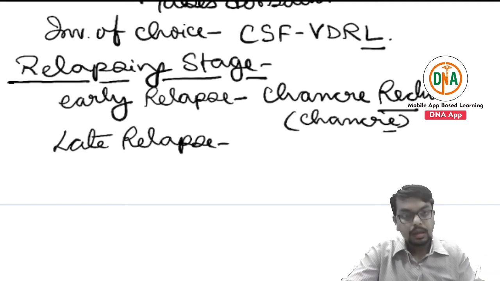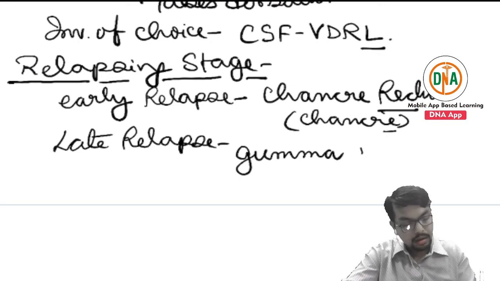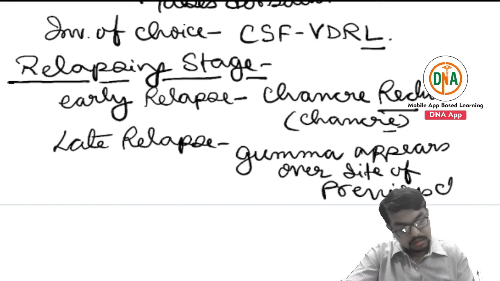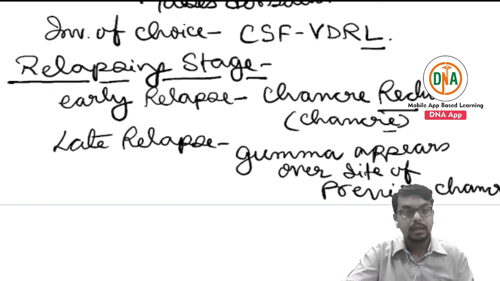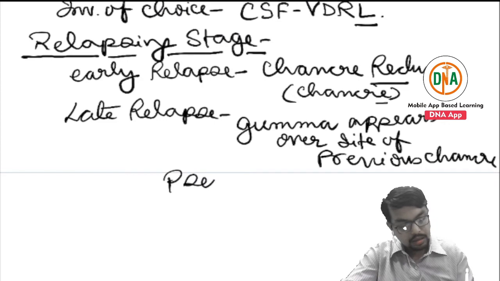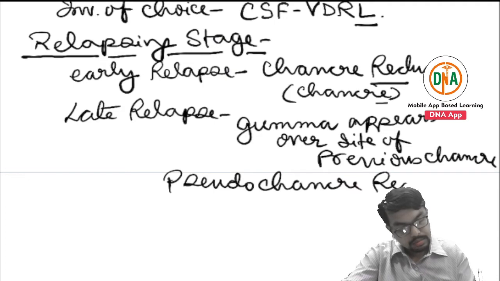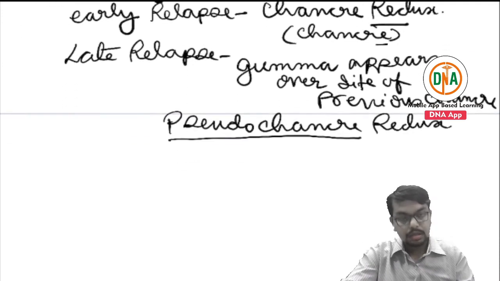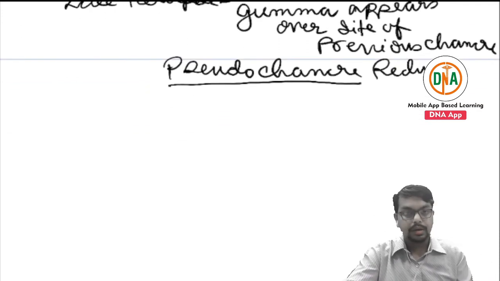If it is a late relapse, what we get is gumma. Syphilitic gumma appears over the site of previous chancre. This is known as pseudo chancre redux. Basically, this is not a chancre, this is basically gumma, hence the name pseudo chancre redux.